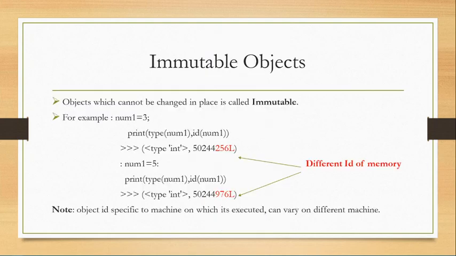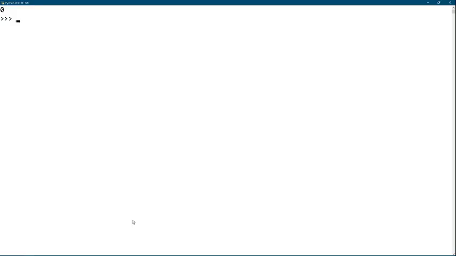Data types in Python can further be classified as immutable objects and mutable objects. Let us learn about immutable objects. Objects which cannot be changed in place are called immutable. For example, take a variable called num1 and assign it a value 3.